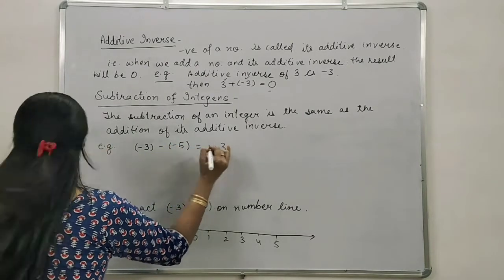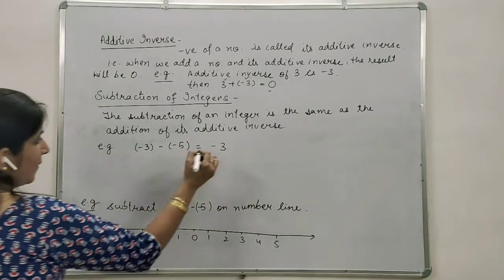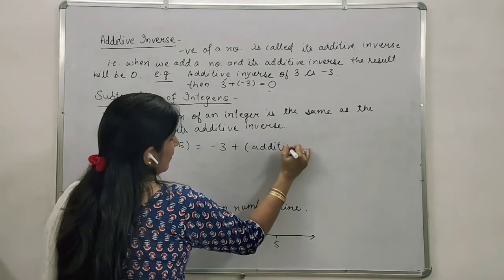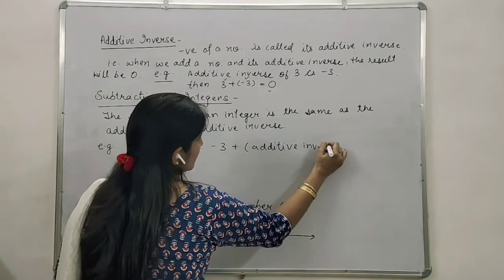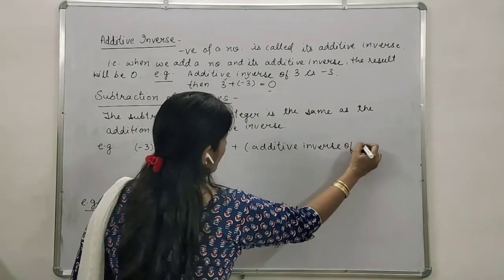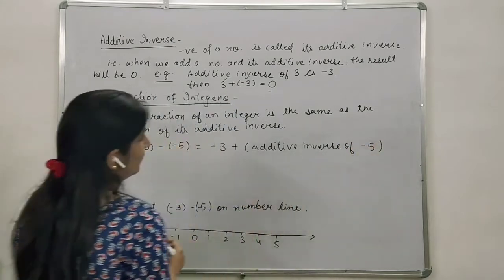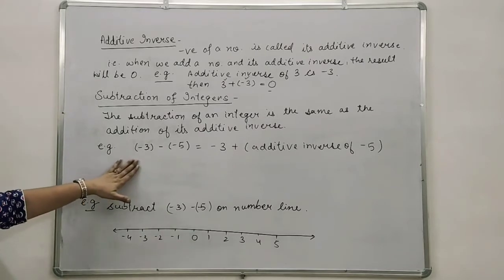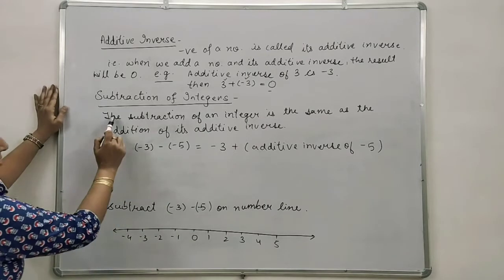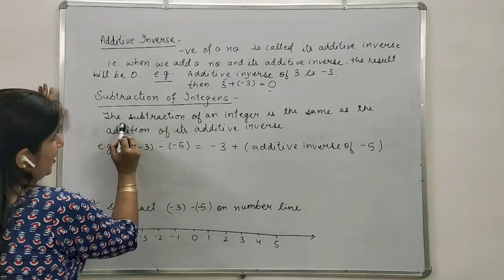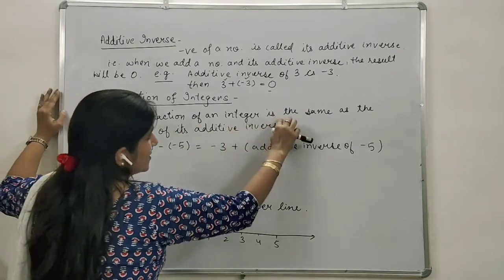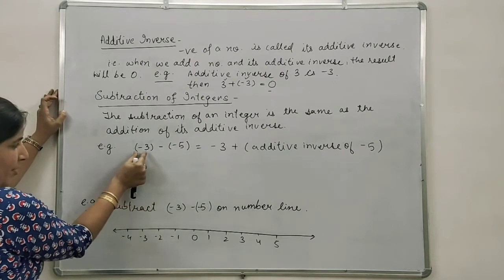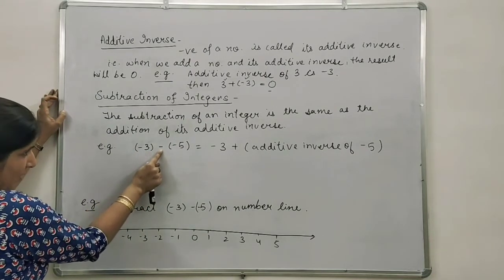It is minus 3 plus the additive inverse of minus 5. What does it mean? This statement says the same thing as I have written here mathematically. The subtraction of an integer is the same. Here you can see negative 5 is being subtracted from minus 3. I have put the subtraction sign here.